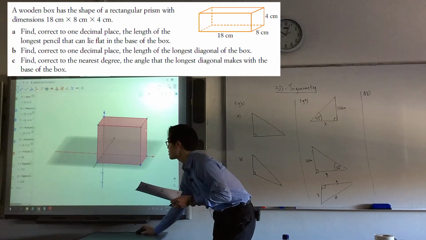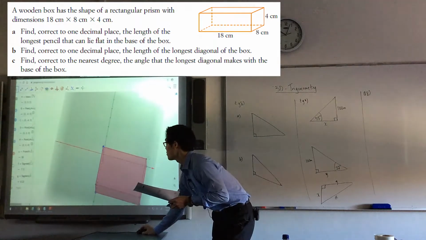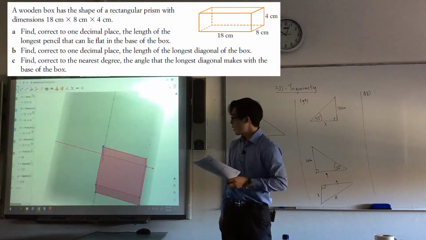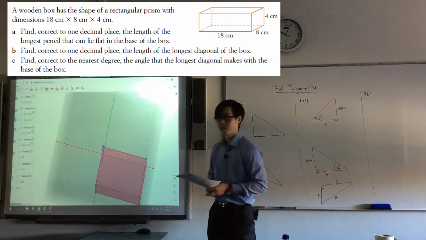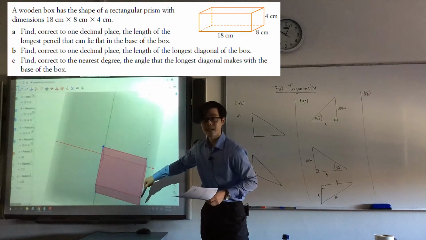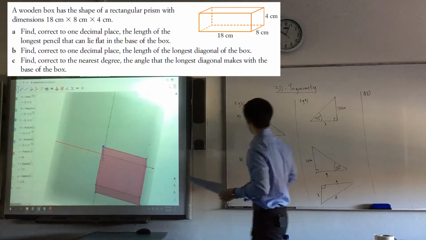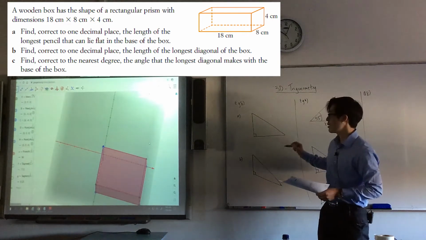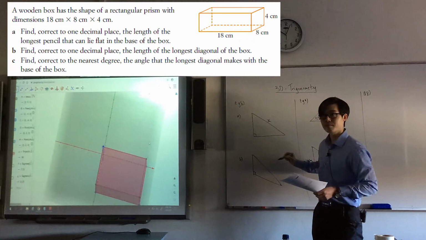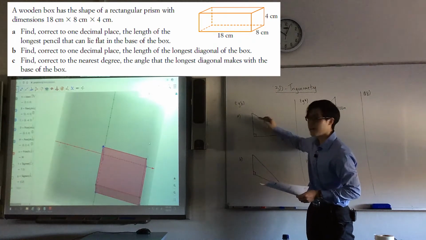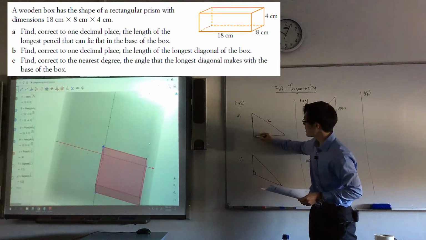So girls, from this box, let's just look at it from the top. Can you see that? Can you see the longest pencil that can lie flat inside the base of the box goes diagonally? So I've drawn out that diagram on here. What they're asking for is this diagonal length here, and we're going to use Pythagoras to find that because I know what these two lengths are.